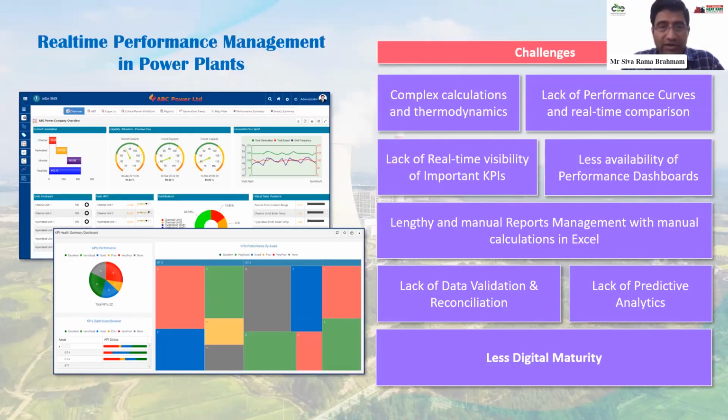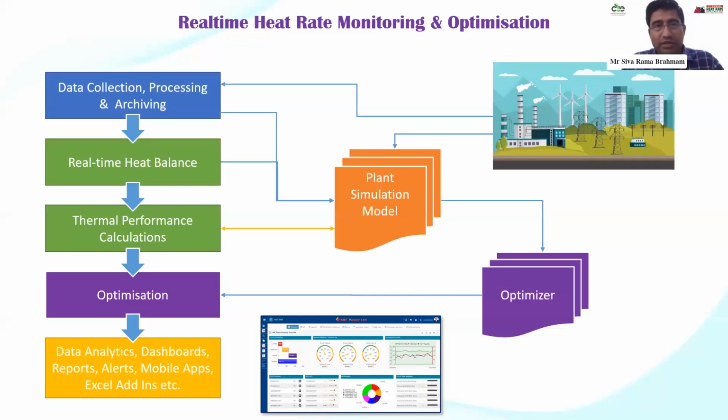I'll try to cover these things now. Coming to real-time heat rate monitoring, I'll talk about what is practically done. There is a power plant, and the data from the power plant comes from different data sources like PLC, SCADA, energy meters, and laboratory or anything. All this real-time data will be stored in a historian.